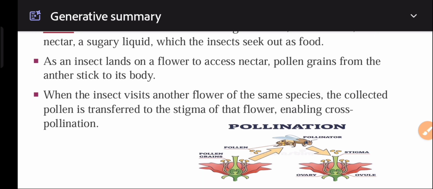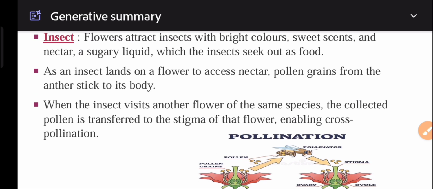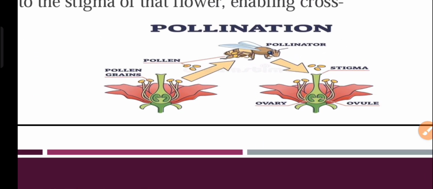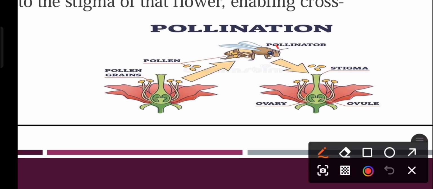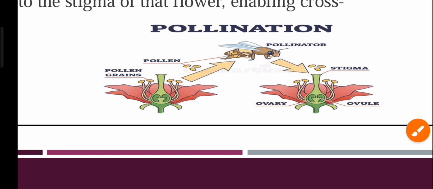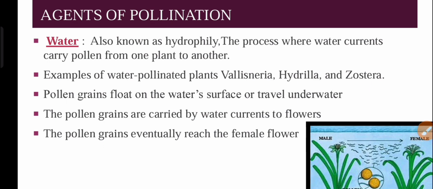Here bees, butterflies and other insects are the agents. These insects carry pollen grains from one plant to another plant, which enables cross pollination. Understand? In this picture you can see these insects carrying pollen grains from this flower to this flower.